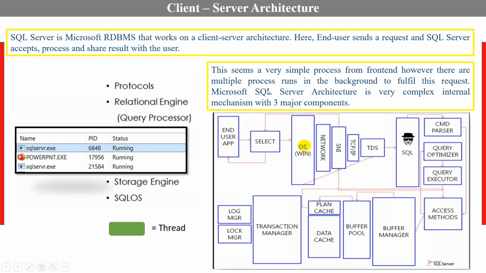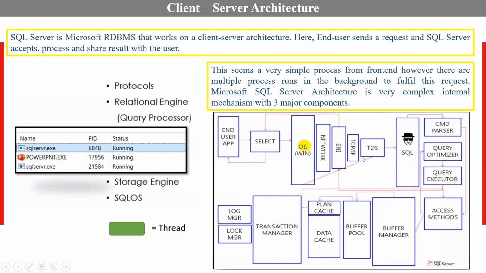Now, Microsoft SQL Server has a very complex internal mechanism with three major components. That's what I told you, right? One is networking, one is the database engine, and one is SQL OS. These are the three major components which keep on working: the network protocols, along with the database engine, along with SQL OS.